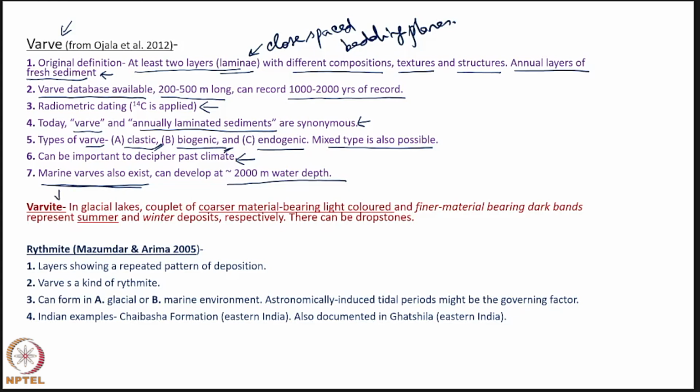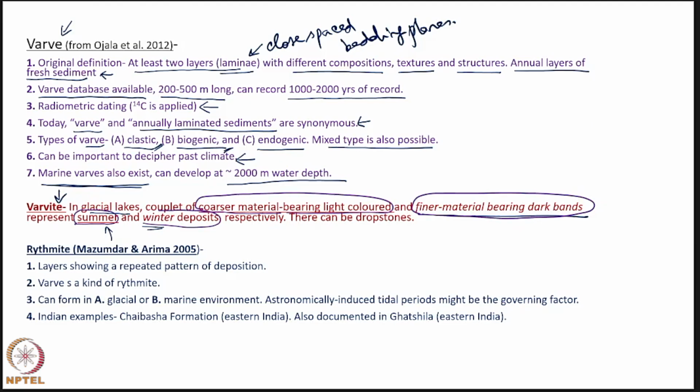When we use the word varvite, in the glacial lakes, a couplet of coarser material bearing light colored and finer material bearing dark colored represents summer and winter deposits respectively. This is important for the students to remember: coarser materials that are light colored were deposited in summer, and in the coming winter fine material bearing dark bands get deposited. There can be drop stones here and there. These are the large sediment particles that get deposited and disturb the varvite layers.